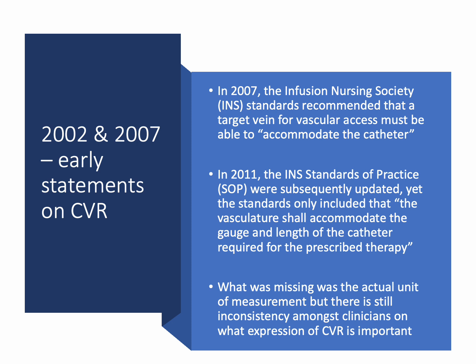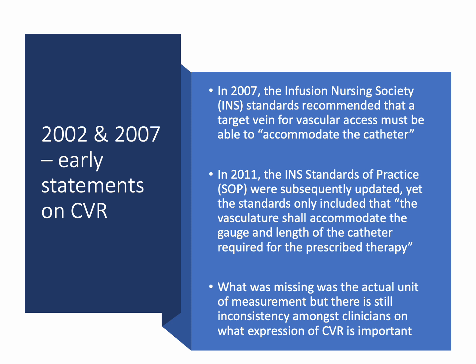In 2011, the standards of practice subsequently were updated to include that the vasculature shall accommodate the gauge and length of the catheter required for prescribed therapy. And what was really missing from their recommendation was an actual unit of measurement, because there was still inconsistency amongst clinicians on what was to be determined as the most appropriate catheter vessel ratio.